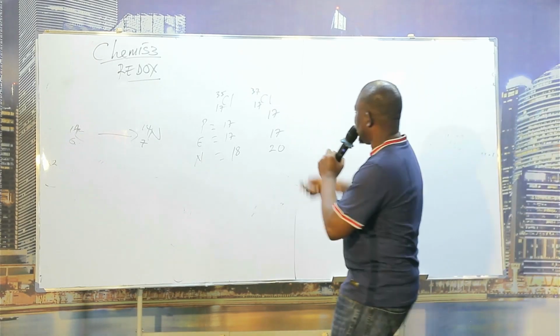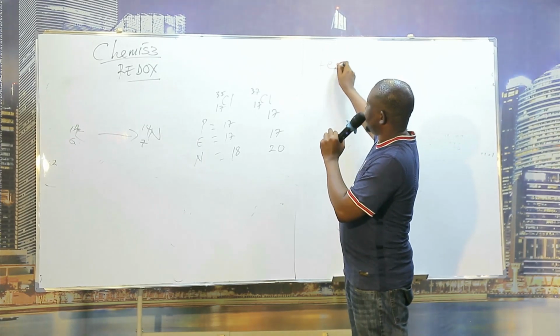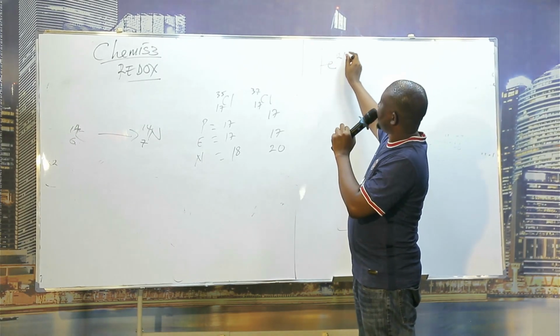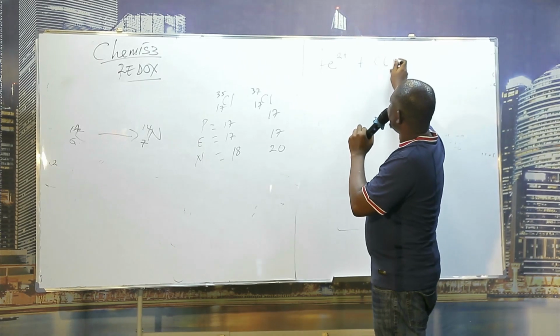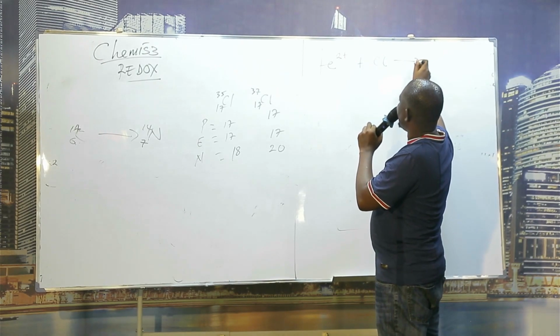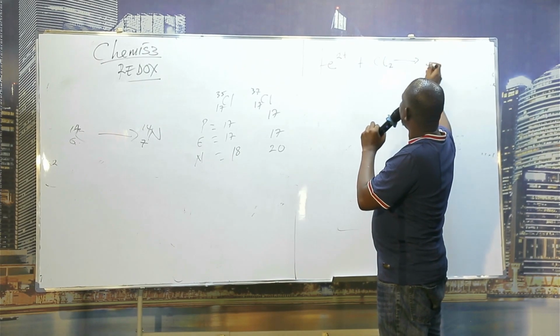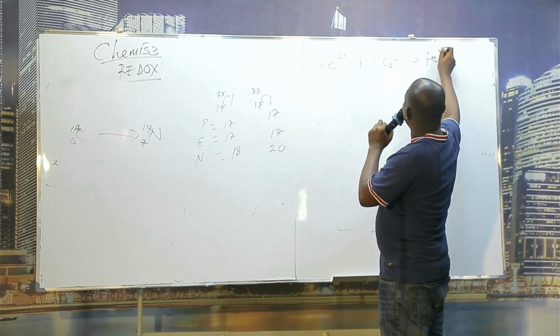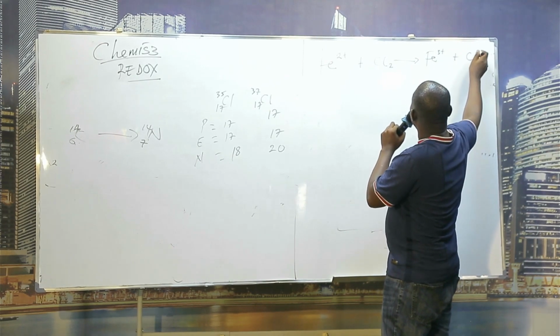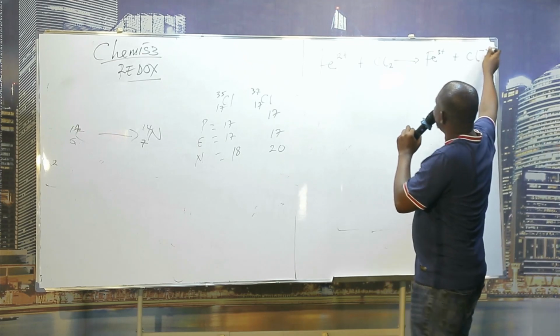Okay, let me just give it to you. Now, right. Fe2+ + Cl2 → Fe3+ + Cl-.